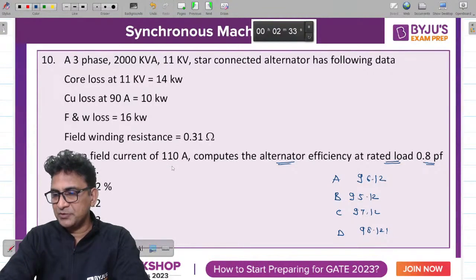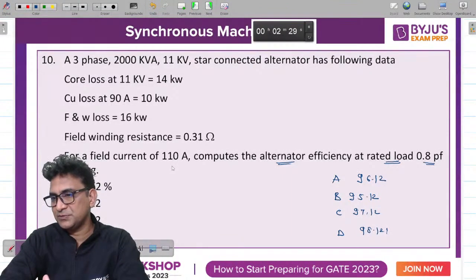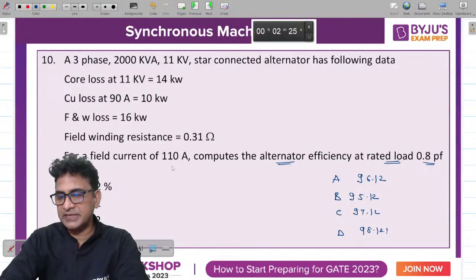This was our main motto, so that your complete syllabus will be revised through these problems. And we try to cover each and every concept of electrical machines. We try to cover questions from each and every concept. Still you have 2 minutes.